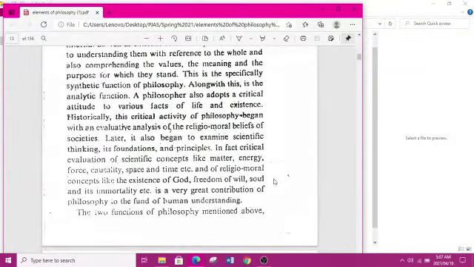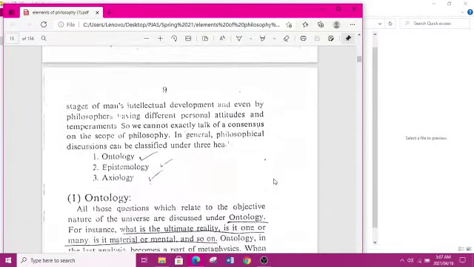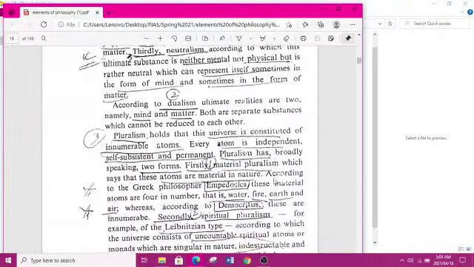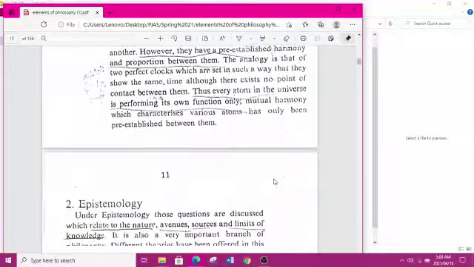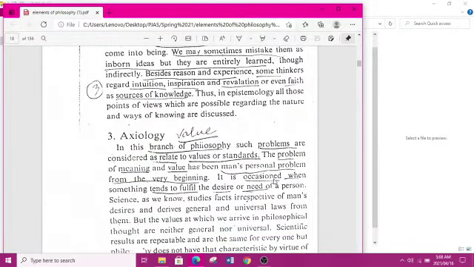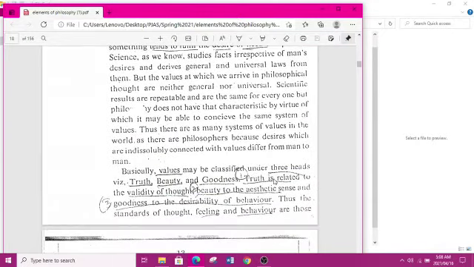So value and standards: the branch of philosophy that deals with the ideas of values and standards, the standards which define value, and the values which are seen in the context of certain standards, is called axiology. I told you before in the short clip that axiology deals with the problems of values and standards. Now, you can divide these values and standards into three basic heads: number one, truth; number two, the values and standards of beauty; and number three, goodness.